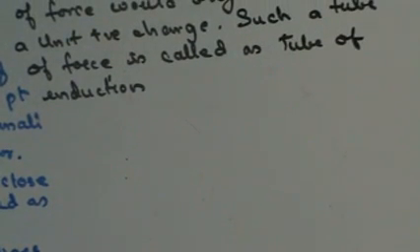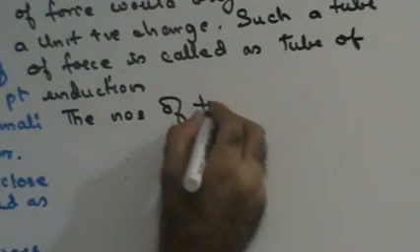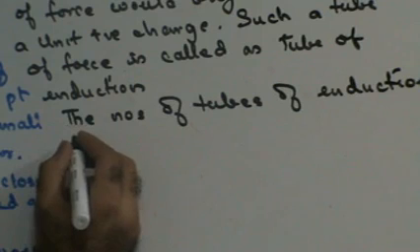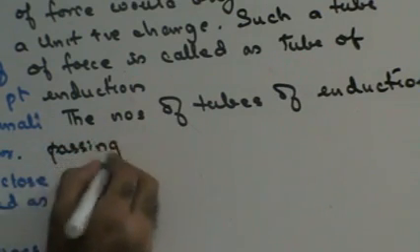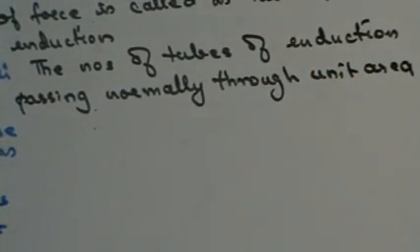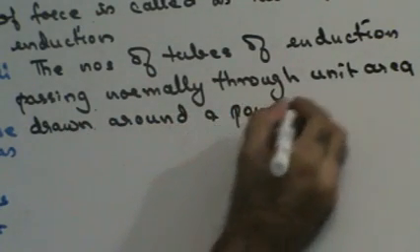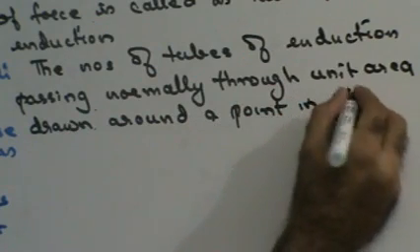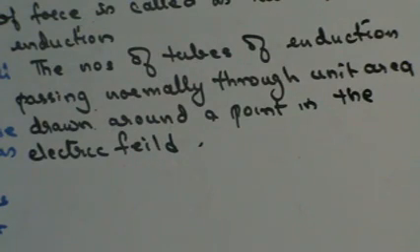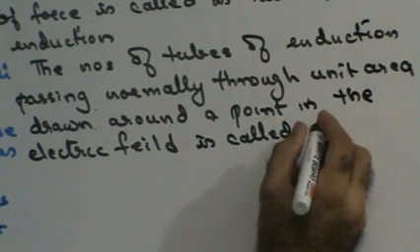Right? Now, the number of tubes of induction that normally pass through a given area around the point in an electric field is called as normal electric induction at a point. Now, this is a very important concept. The number of tubes of induction that pass normally through unit area drawn around a point in the electric field is called normal electric induction at that point.